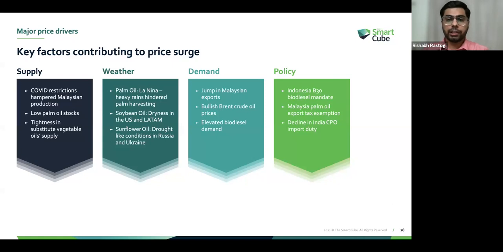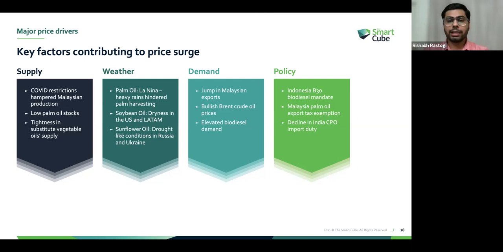Now, as I explained earlier, while La Nina causes higher rainfall in the palm oil producing regions of Indonesia and Malaysia, it creates drier than normal conditions in the important soybean regions of the US and Brazil, which both account collectively for around 70% of the world's soybean production. In addition to this, drought-like conditions in Russia and Ukraine, which account for around 60% of the global sunflower oil production, reduced its supply as well. So overall, we had a low supply situation in palm oil, as well as the substitutes, soybean and sunflower oil markets. Additionally, palm oil markets also witnessed high demand growth.